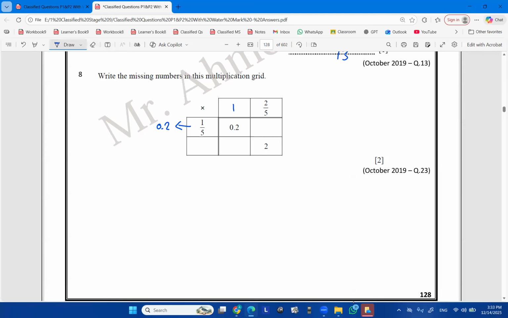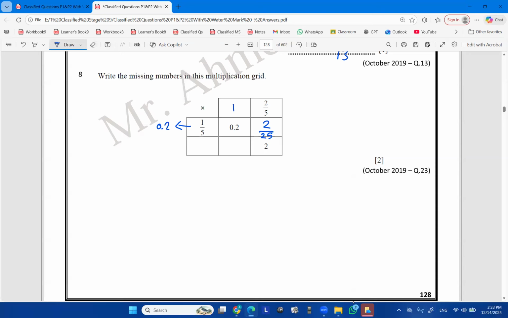1 over 5 times 2 over 5 is going to give you what? 1 times 2 is 2. 5 times 5 is 25. So 2 over 25. Good. What times 2 over 5 is going to give you 2?